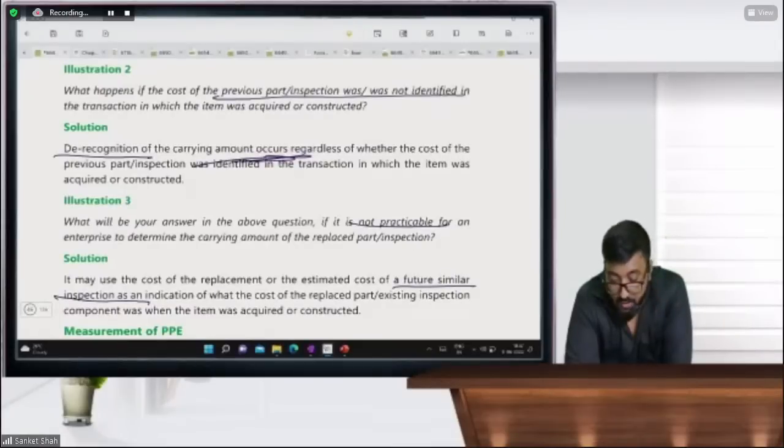So have patience till the last minute because it's very difficult to sit through this accounting standard. If you answer my questions, definitely you will understand this.